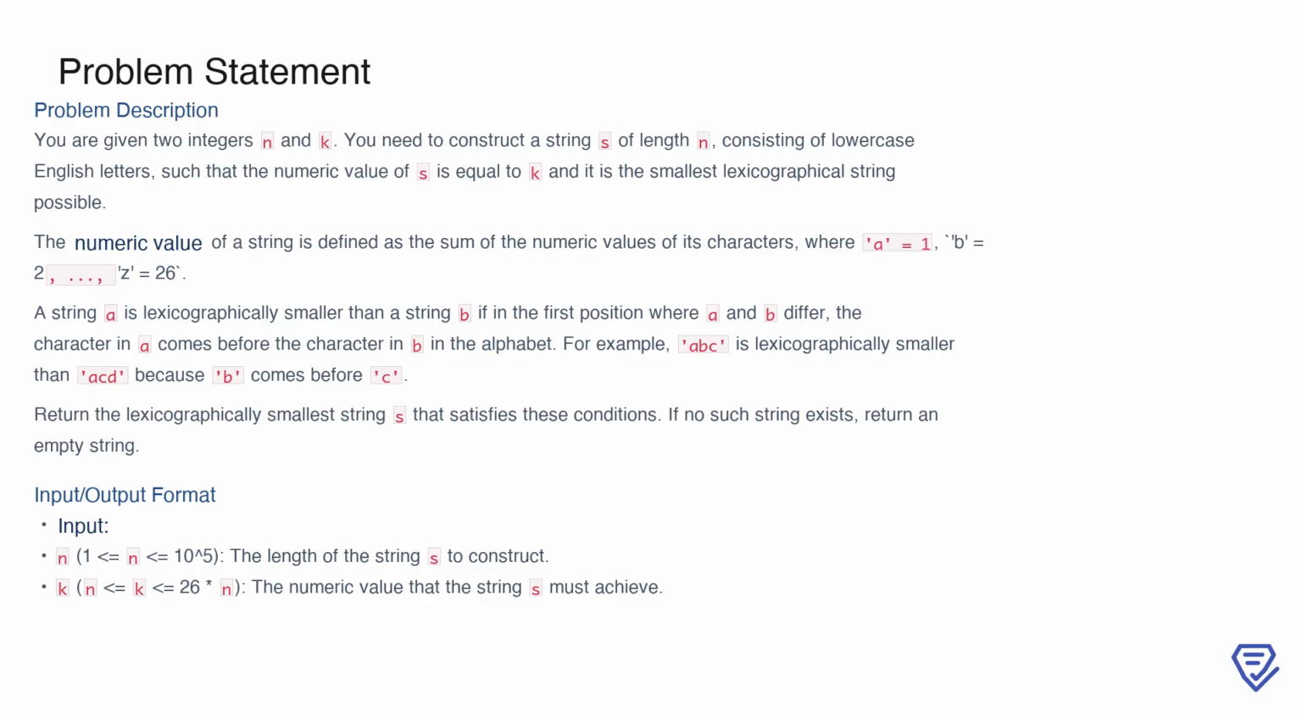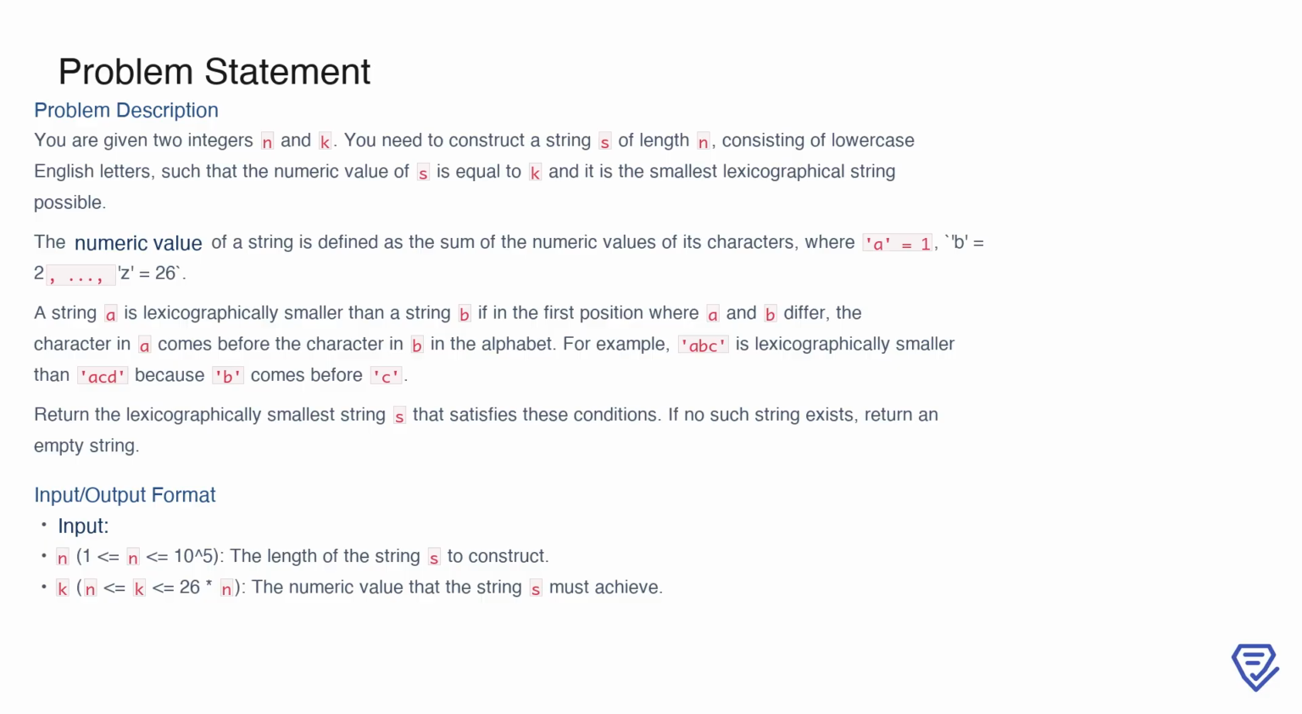Additionally, a string is considered lexicographically smaller than another if at the first position where they differ, the character in the first string comes earlier in the alphabet. For example, abc is smaller than acd because b comes before c. If you cannot construct such a string, you should return an empty string.